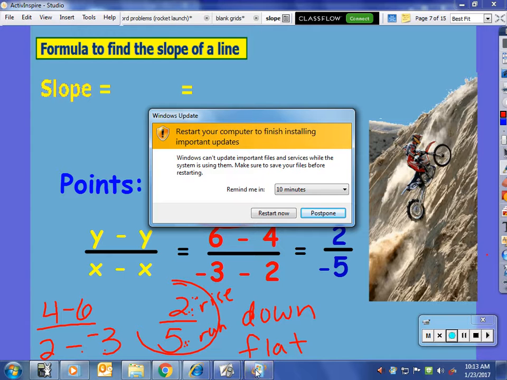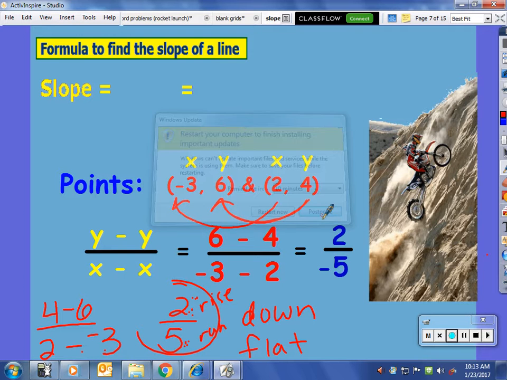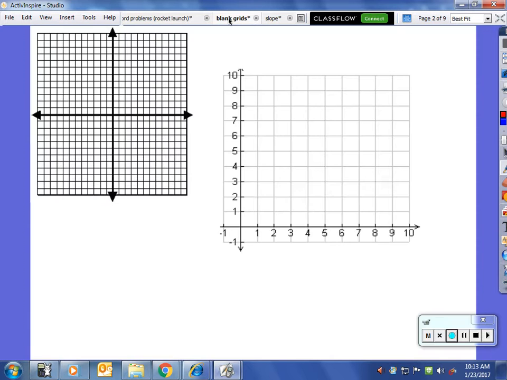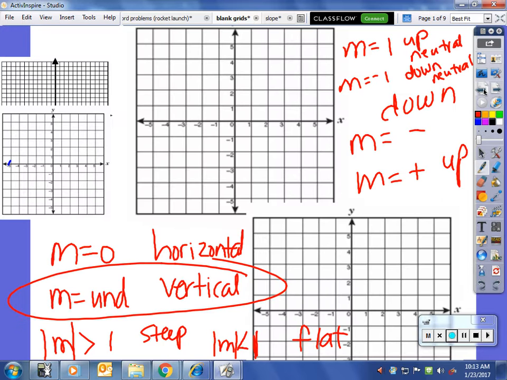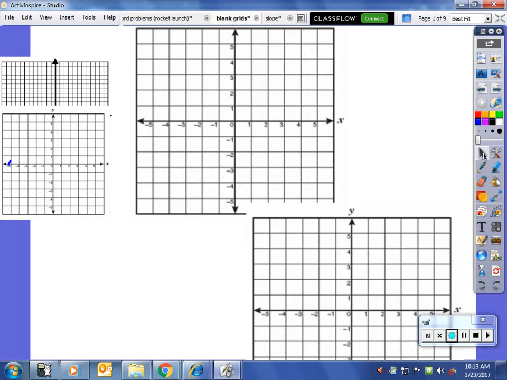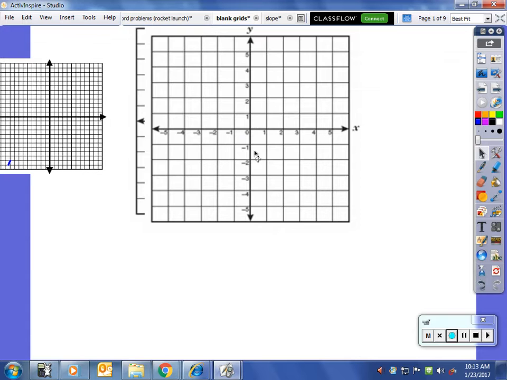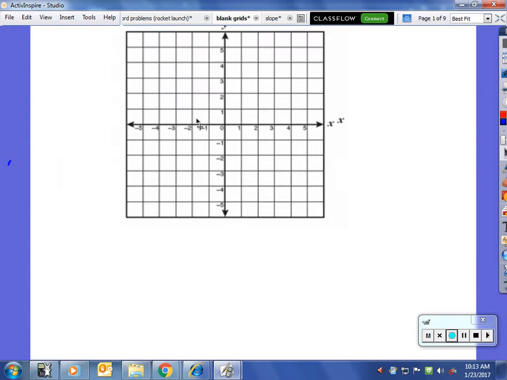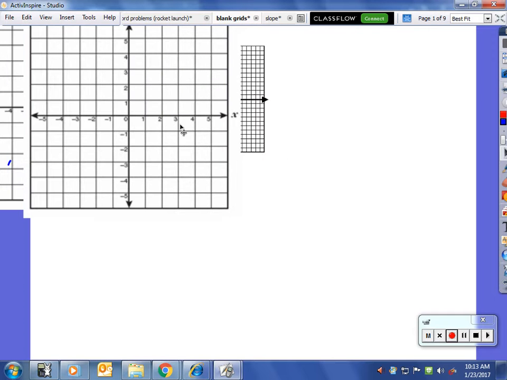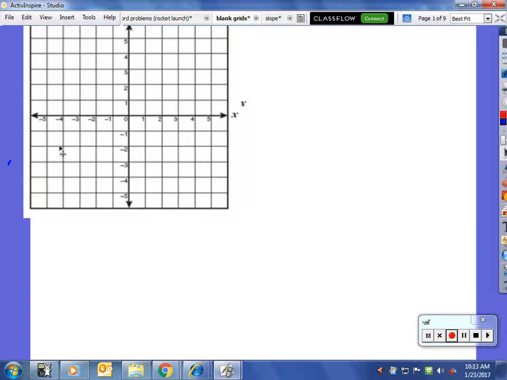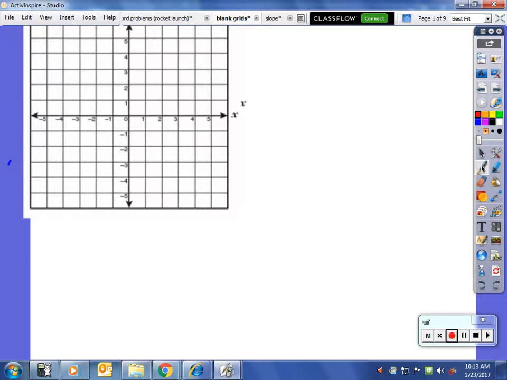Let's switch over to blank grids here. Okay, and I do want to put some of that in your notes too, some of that information that we just talked about. We already discussed that slope tells us the direction and the steepness.